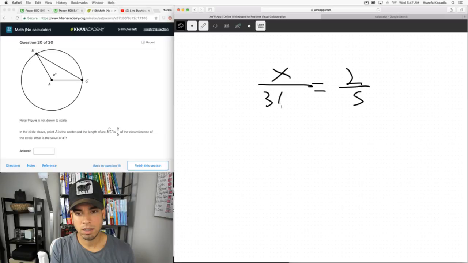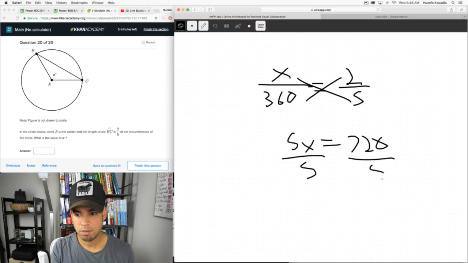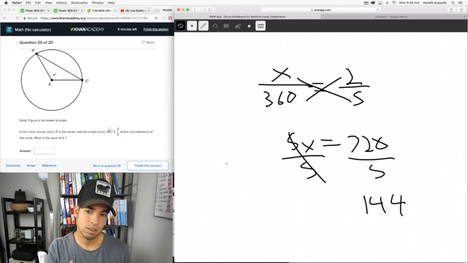Or we can say it like this, and then we just cross multiply. 5x equals 720. Divide by 5, divide by 5. And that's 72 times 2, which is 144. Right? 500, 700. Yeah, okay, 144.